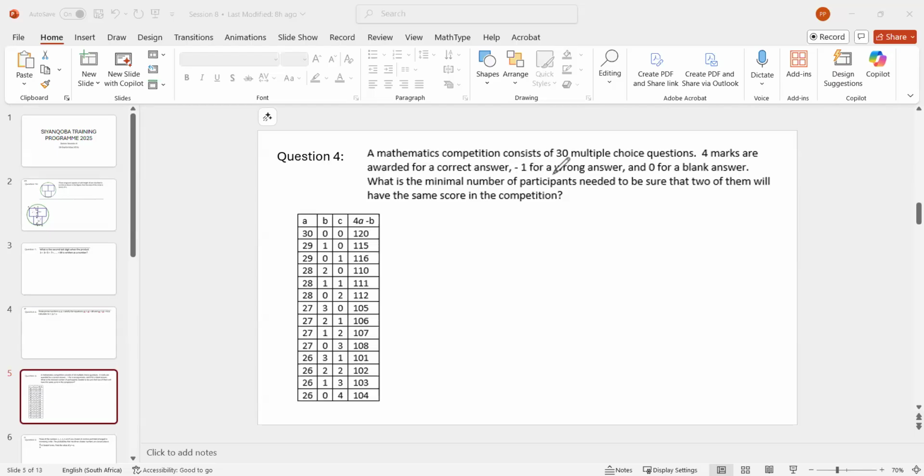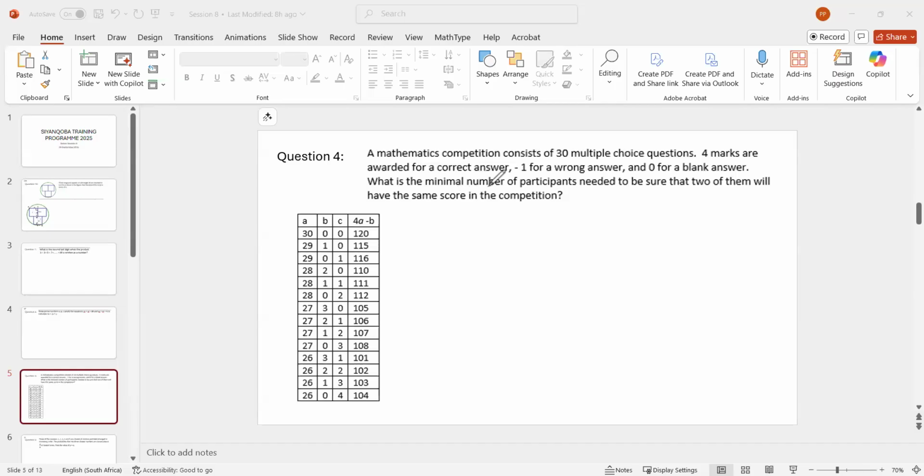So there's a penalty. If you get a wrong answer, yeah, they get -1. So if you don't know, you rather keep quiet. You don't answer at all, and you'll get neither -1 or 4, right? Which is better than getting -1. Okay, so that's the situation.